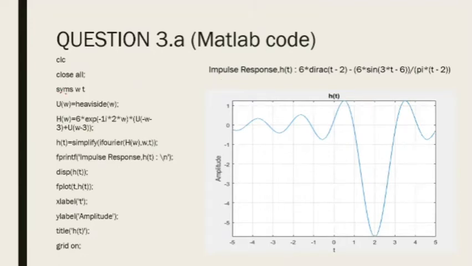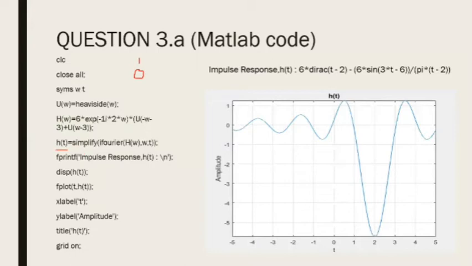First we see the syms. This is to assign the variable for this calculation, and you can see U(w) equal to heaviside(w). We use this to assign the heaviside of the function because we have 1 and 0, so it is a unit step function, so we use U. After that, H(w) will be assigned with the formula, and h(t) here is the output of this calculation.